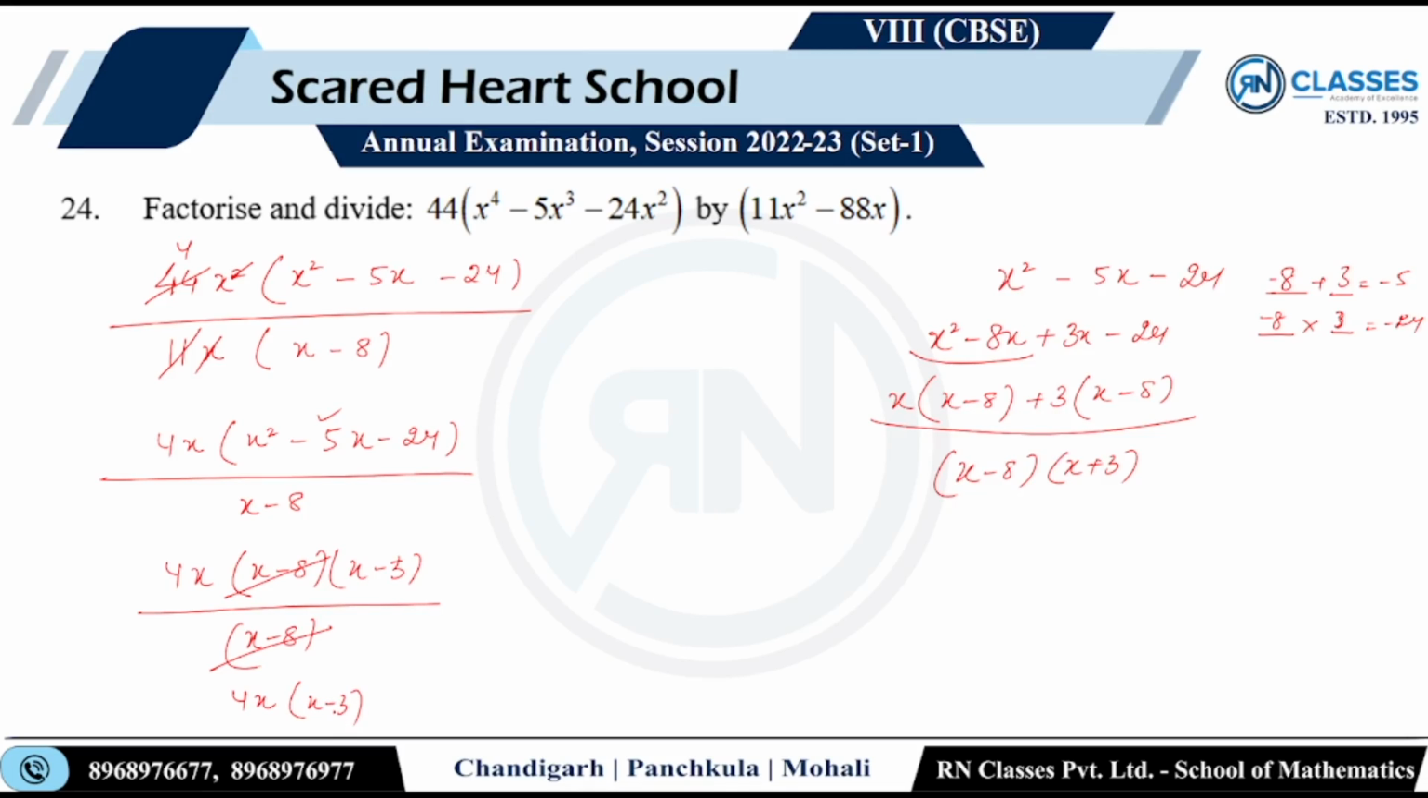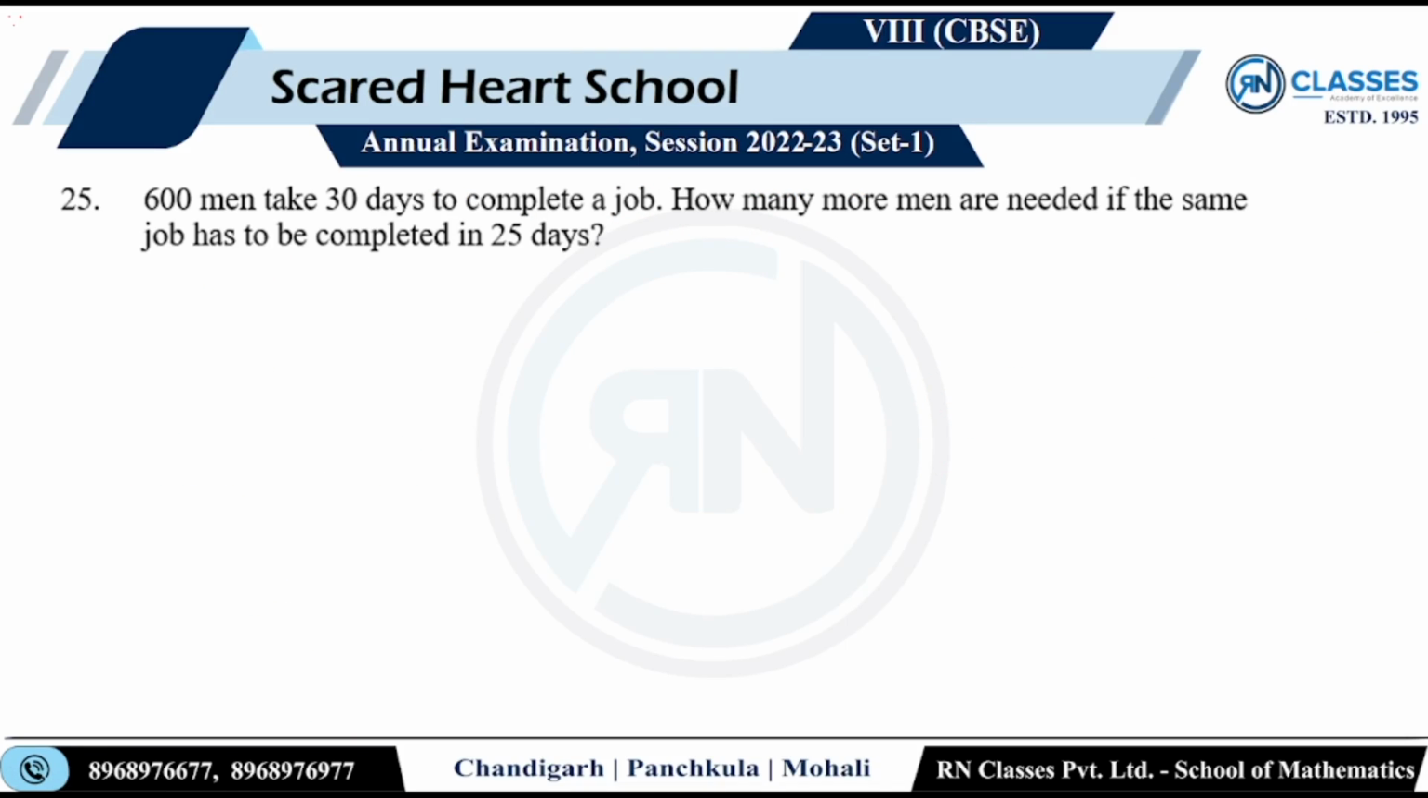Successfully factorize and divide. Right? Next question. Question number 25. 600 men take 30 days to complete a job. How many more men are needed if the same job has to be completed in 5 days? Right? So, ये question दो चीजों पे डिपेंडेंट है. Number of men, the first variable, and the second one is number of days, right?